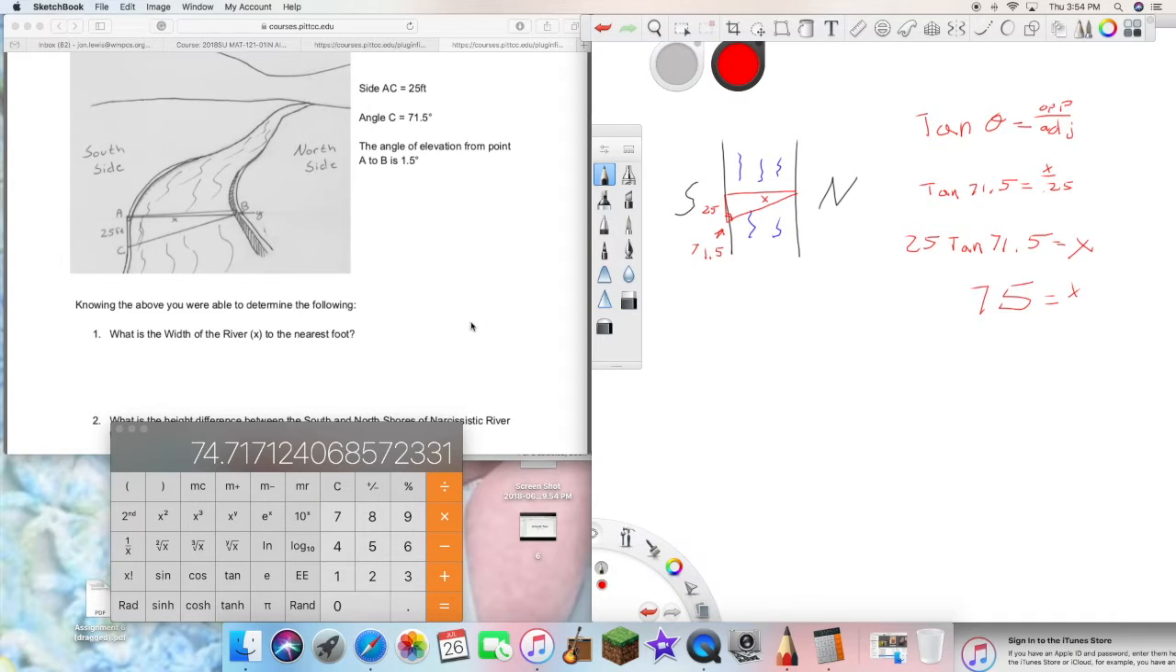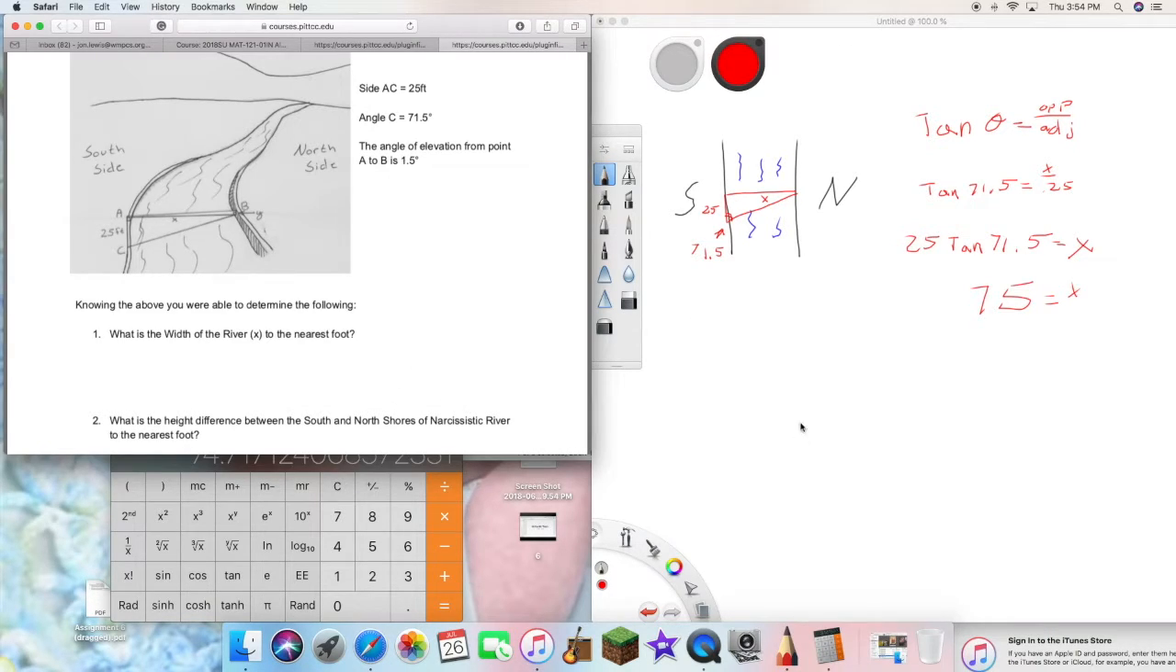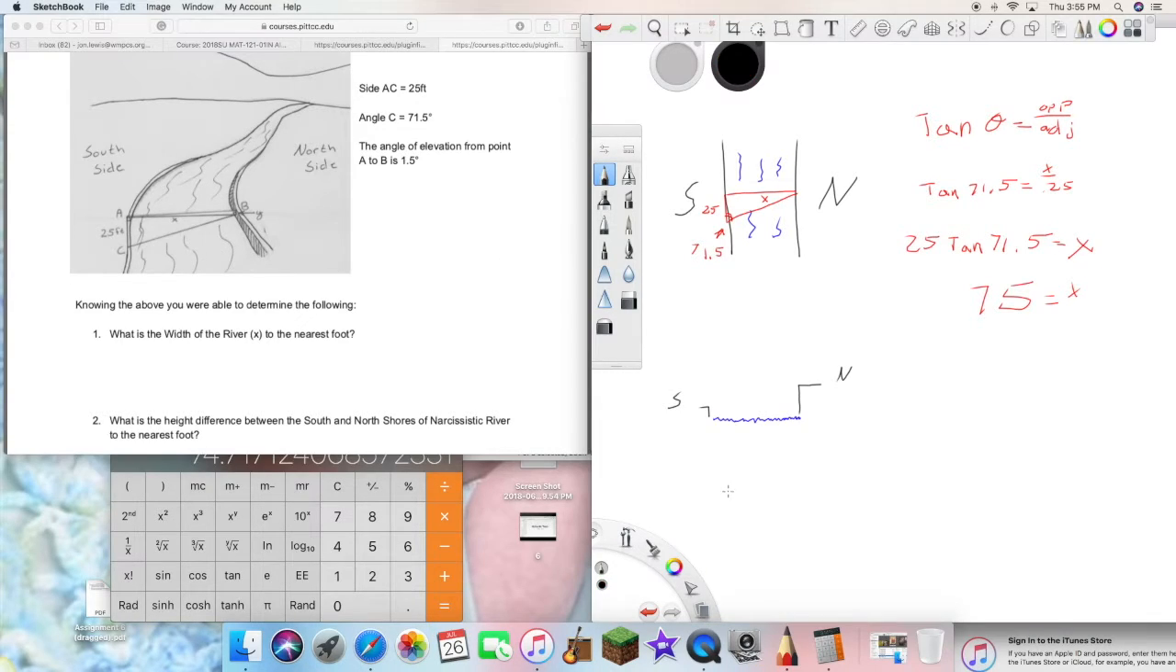But there's another part to it, which is part two, and it's asking for the height difference. So what does this mean? Well, let me show you what it would look like if you were actually on a boat in this river. If you were actually on a boat in the river, you would look at something like this. You would notice that the south shore is a little bit lower than the north shore. And that's what I'm trying to get you to see in this little lab: how do we find the height difference? Well, first off, we need to know this. We already found out the distance between the two shores happens to be 75 feet. That was x.